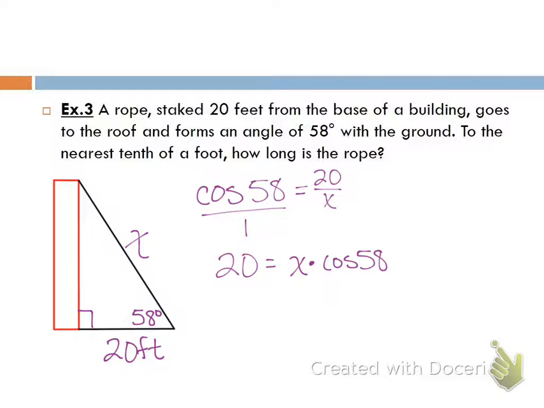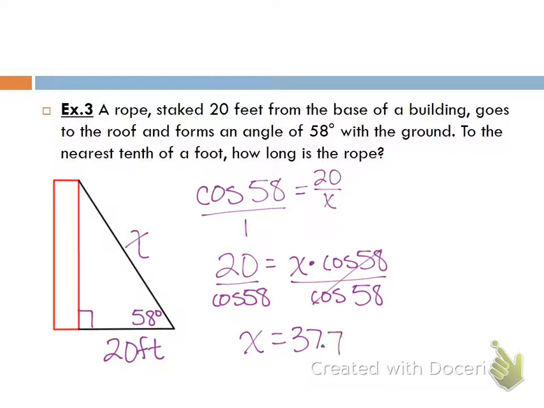Is dividing by the cosine of 58 the same as dividing by 58? No. So make sure you're dividing both sides by the cosine of 58. Okay, so cosine of 58 cancels out on both sides. From here, it's got to go in our calculator. What do we get to the nearest tenth of a foot? Okay, so 37.7 feet is about how long our rope is.